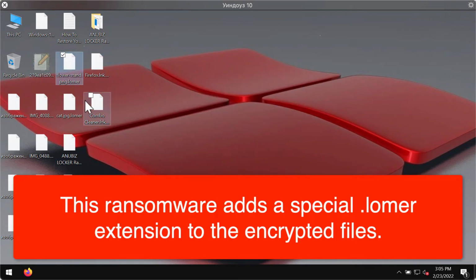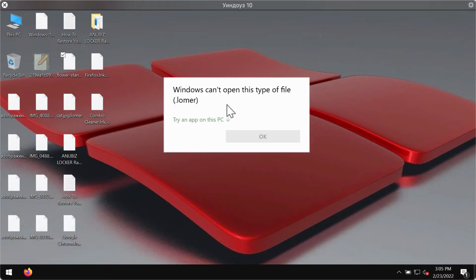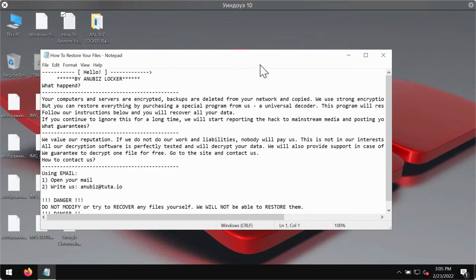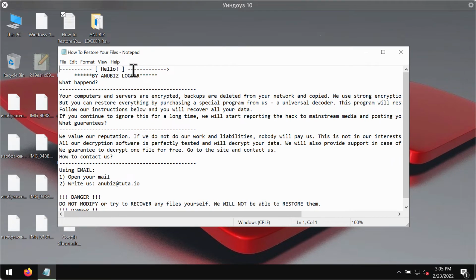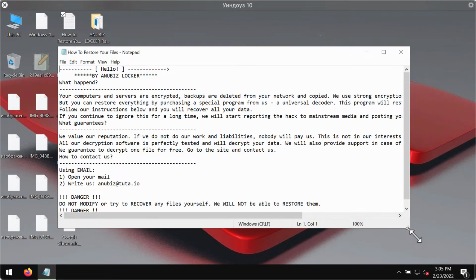So whenever people try to open any files, they get the message saying that Windows can't open this type of file with the lomer extension. The ransomware also displays this scary message. It says, "By Anubiz Locker, your computers and servers are encrypted," and other scary information.